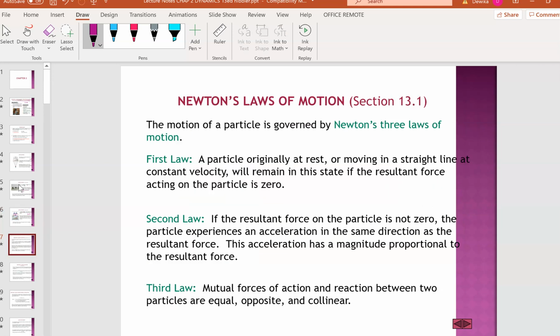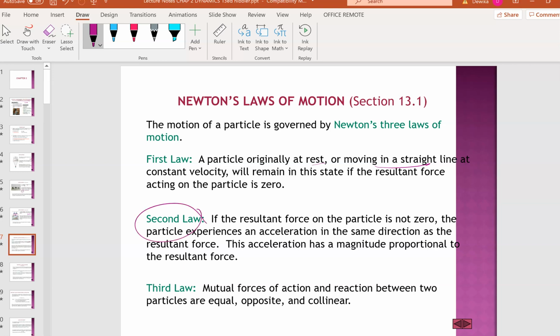Okay, so Newton's laws of motion. We have three laws. The first law: a particle originally at rest or moving in a straight line at constant velocity will remain in its state if the resultant force acting on the particle is zero. So that was the first law.